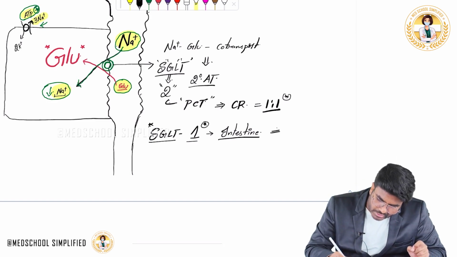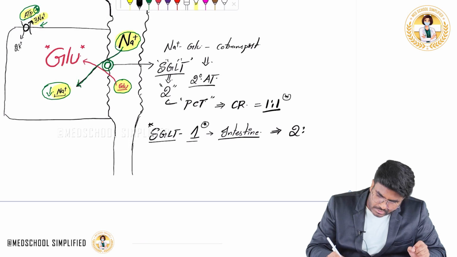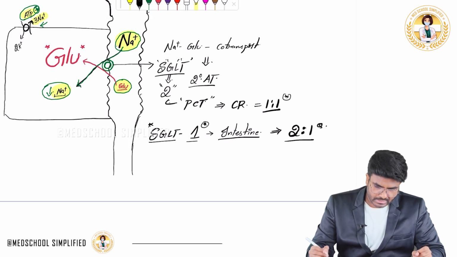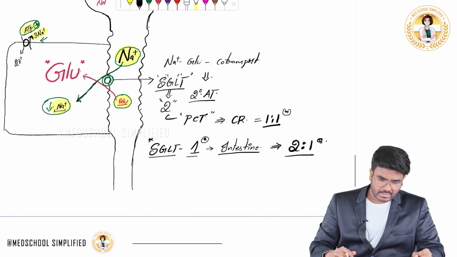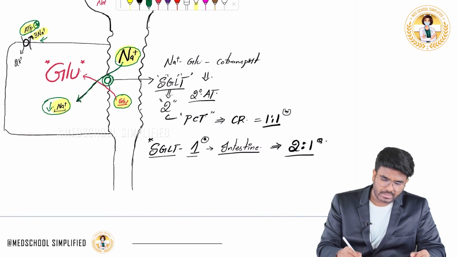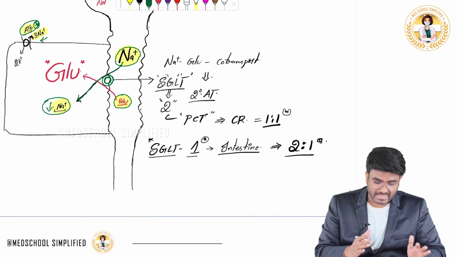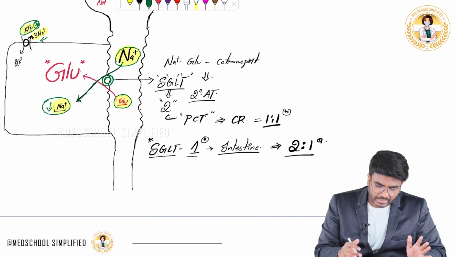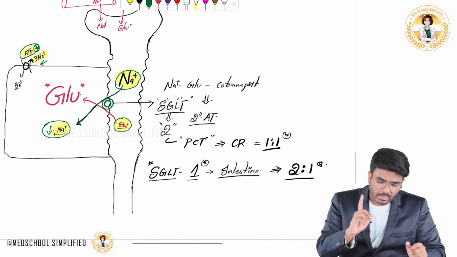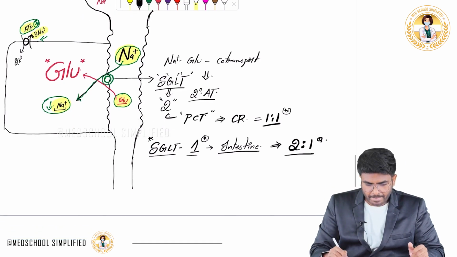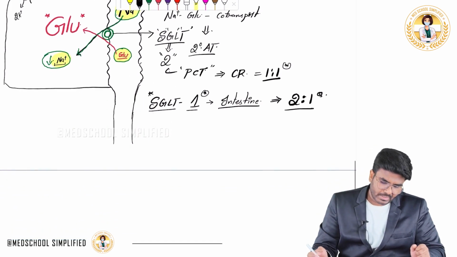What is the coupling ratio here? The coupling ratio here in the intestines is 2:1. Two sodium ions are needed to absorb one glucose. Okay, the coupling ratio is a little different. So with this, the topics of primary active transport and secondary active transport are completed. For the secondary active transport, I have given you a classical example. But wait, one more point which I want you to know, let me integrate this.